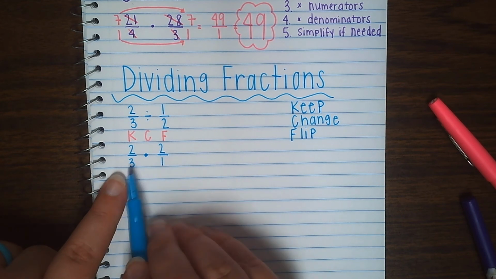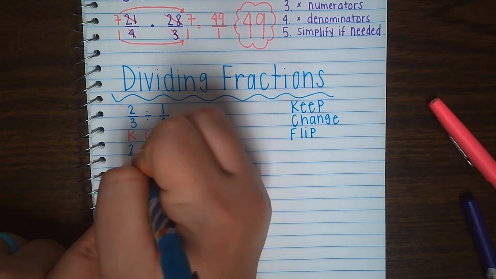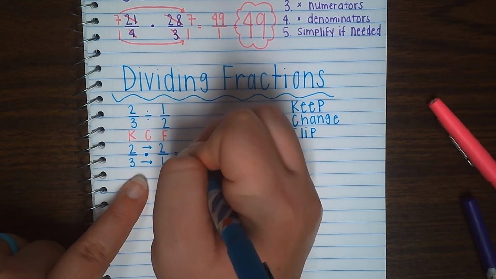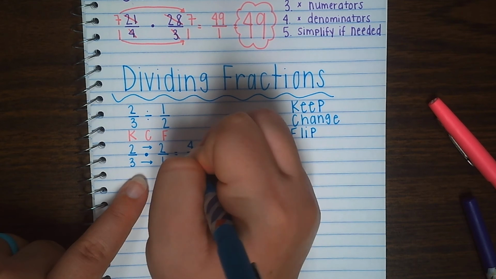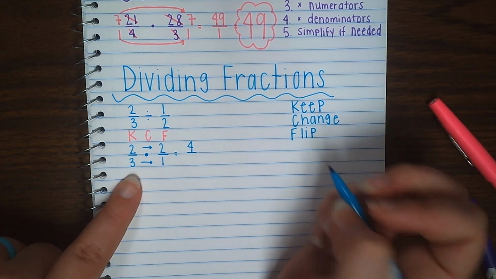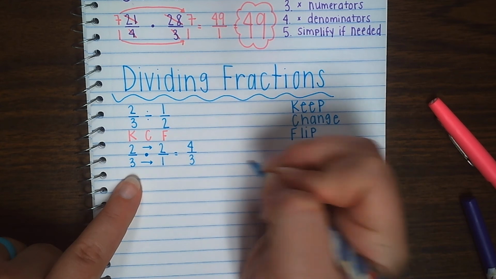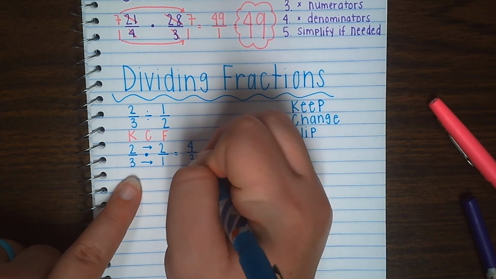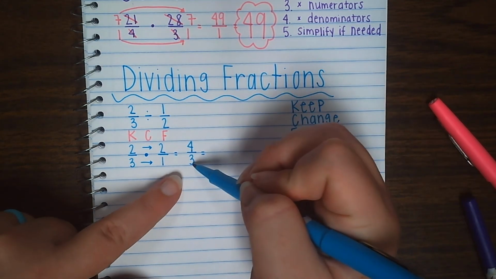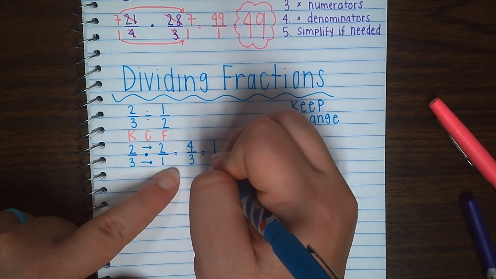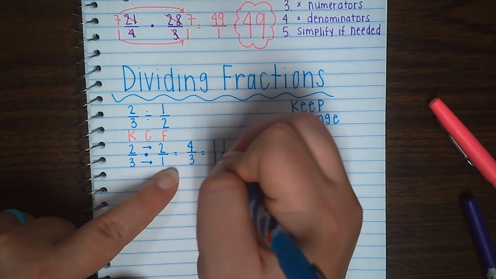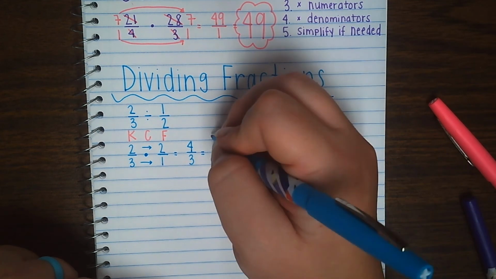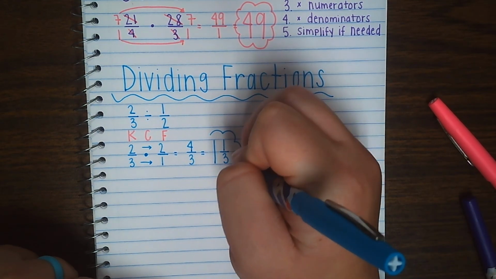Then I treat it like a multiplication problem. I don't have anything diagonally, so I'm going to multiply straight across. 2 times 2 gives me 4. 1 times 3 gives me 3. This is an improper fraction, so I want to convert it to a mixed number. 3 goes into 4 once. There would be 1 left over, and our denominator stays the same. So our answer is 1 1/3.